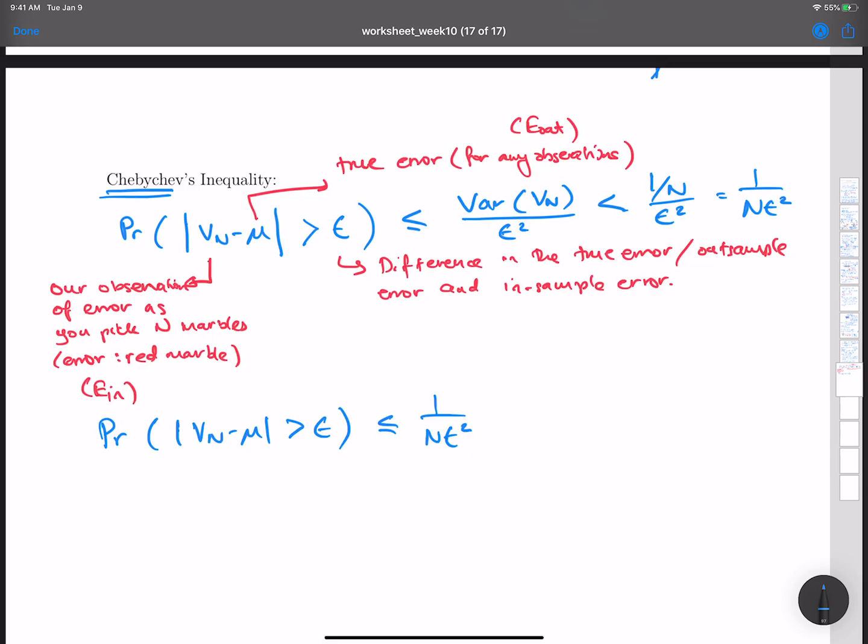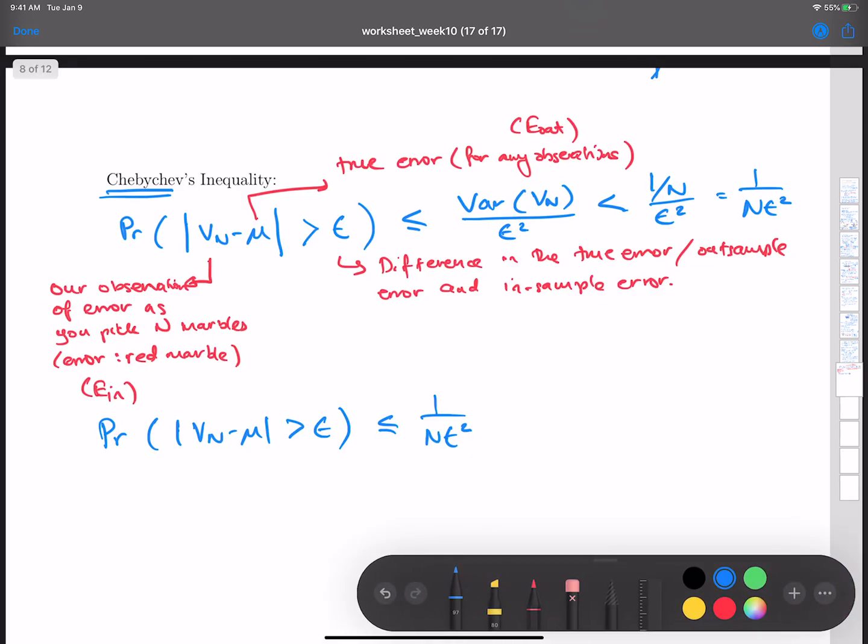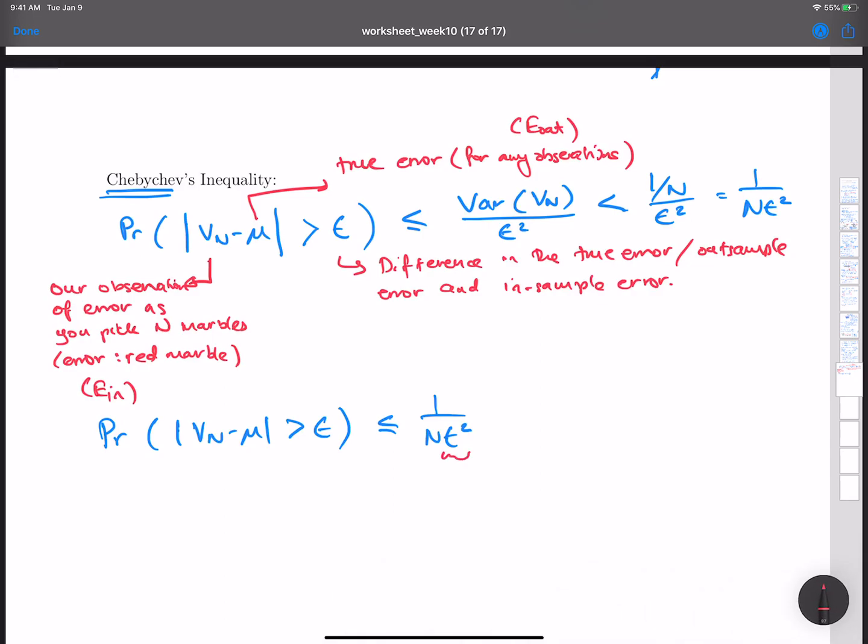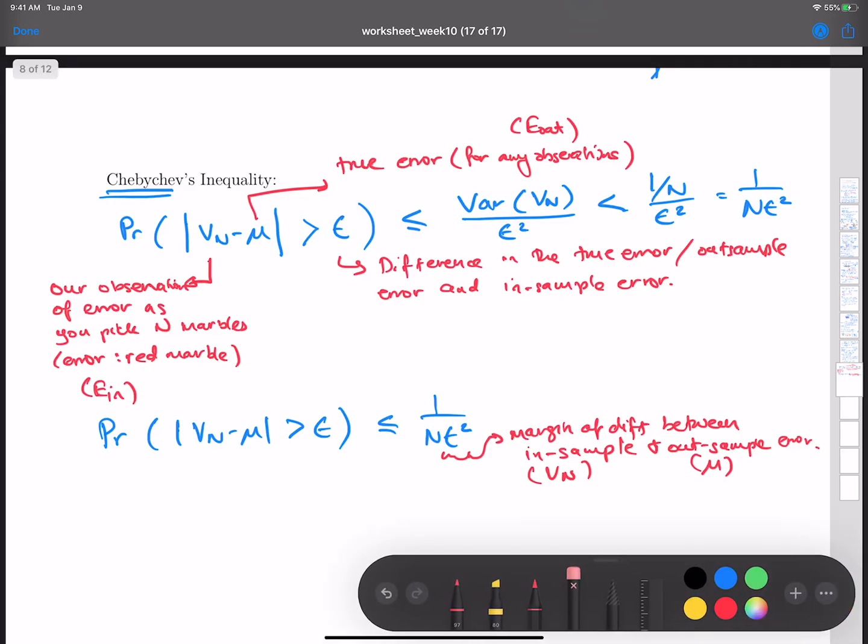There are two things governing this relation. First, we have this term epsilon, the margin of error of the difference between in-sample and out-of-sample. In-sample is Vn, out-of-sample is mu. If you want a lower margin of error, then 1 divided by a small fraction becomes a large value. So the probability of a gap between the in-sample and out-of-sample error will go up as you decrease the margin, because it's less likely.